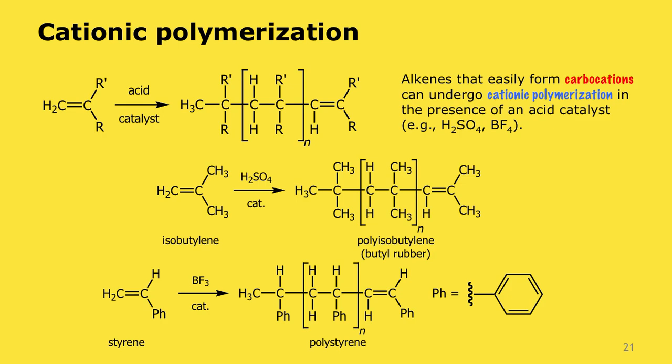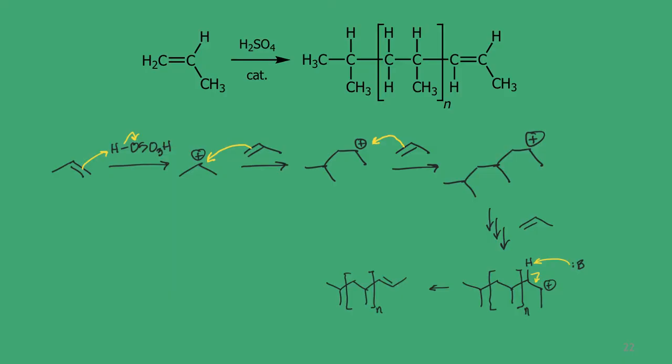So how would you draw a mechanism for this sort of thing? And here's an example of that. In this mechanism, we would protonate the double bond with some sort of acid. For simplicity's sake here, I'm using just a protic acid. We protonate the double bond to form a carbocation, and then we get a series of reactions of alkene reacting with carbocation, alkene reacting with carbocation, in each case producing a new carbocation as the chain grows longer and longer. And so it happens over and over and over.